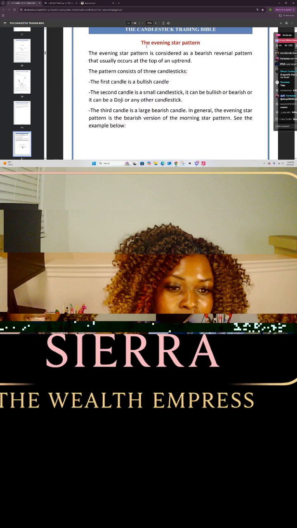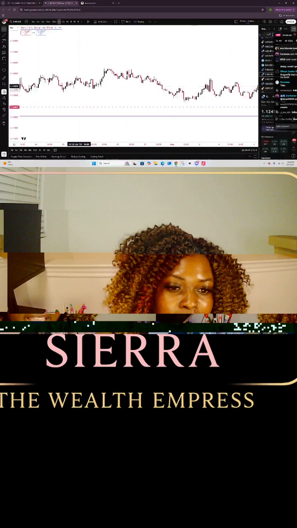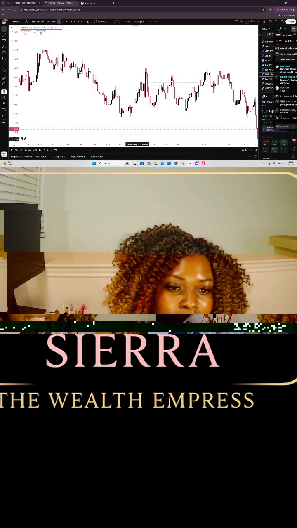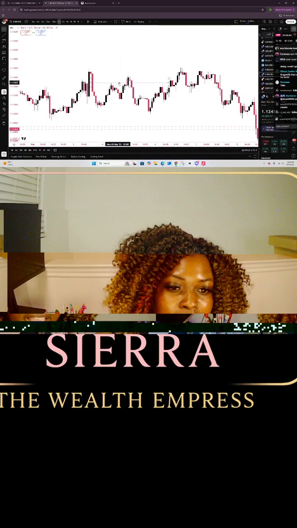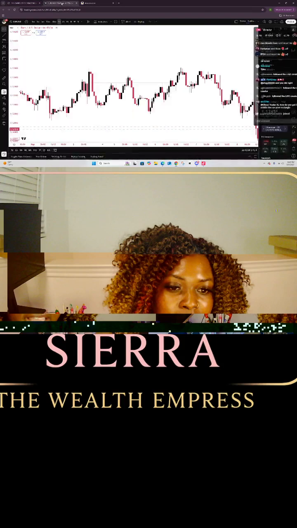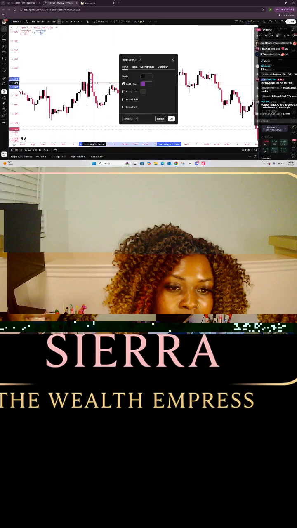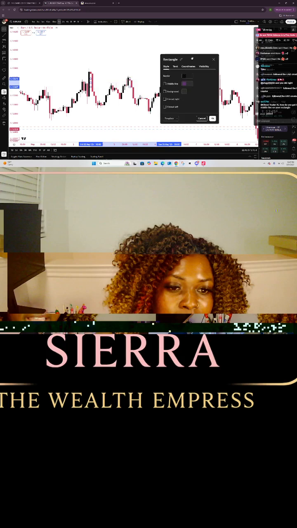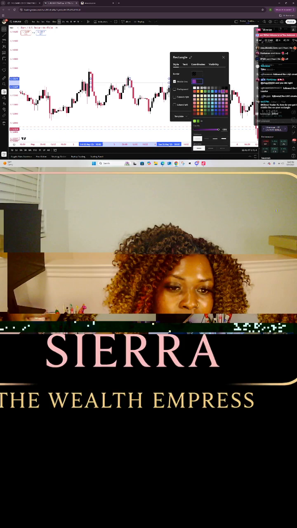All right, the evening star pattern, which was the first one that I found, the evening star, okay? Bullish, doji, bearish, okay? How do I get the middle line on the rectangle? I put my border at 0%, and then I just click the middle line, okay? And that's how I get it. And then you can put whatever color you want.